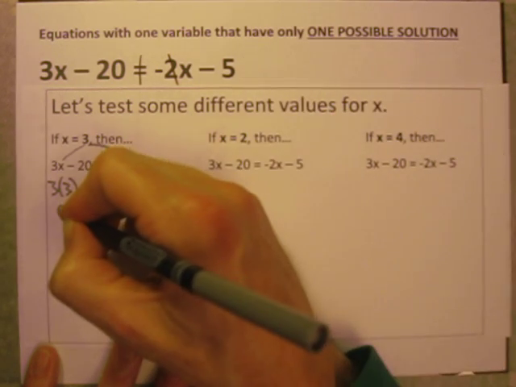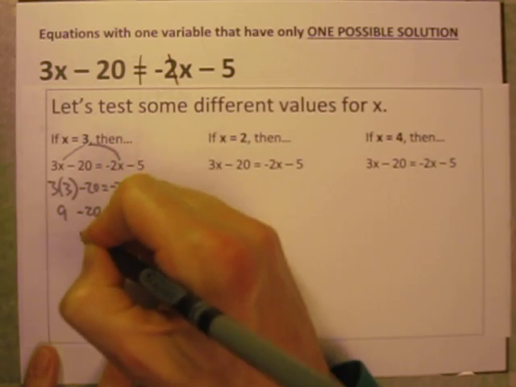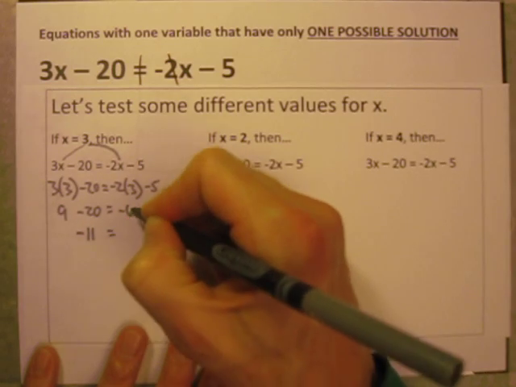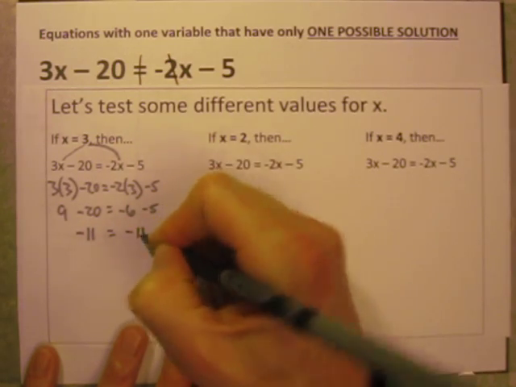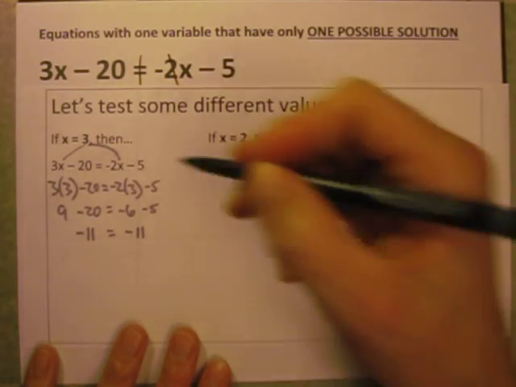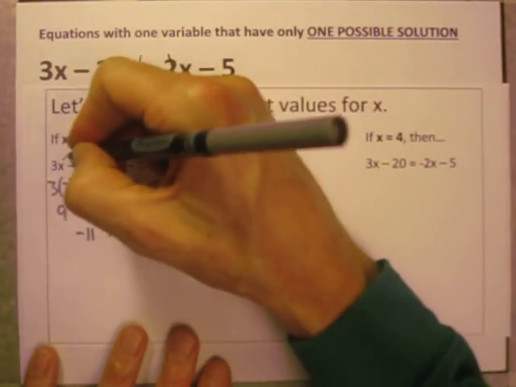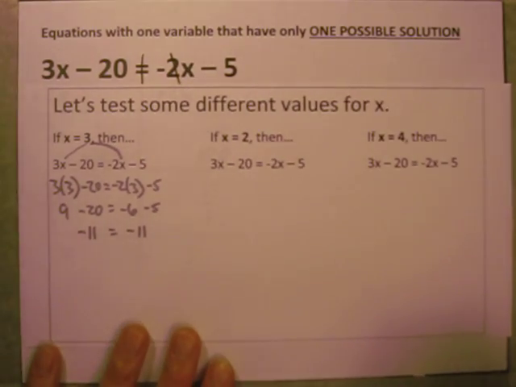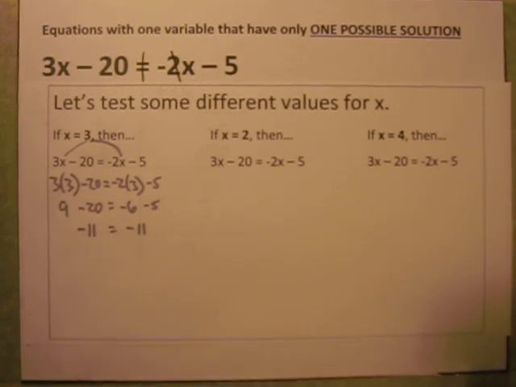And let's take it one step further. 9 minus 20 is negative 11. And negative 6 minus 5 is also negative 11. So when x is equal to 3, both sides are exactly the same. Both sides are equal to negative 11. So it's true, that does work out.